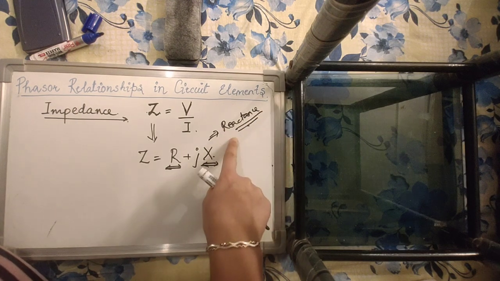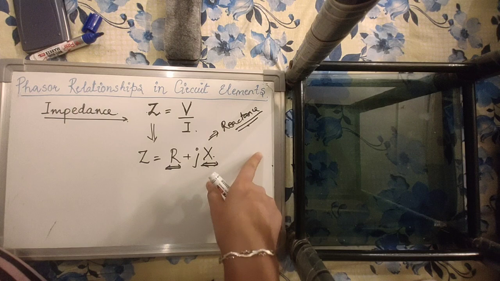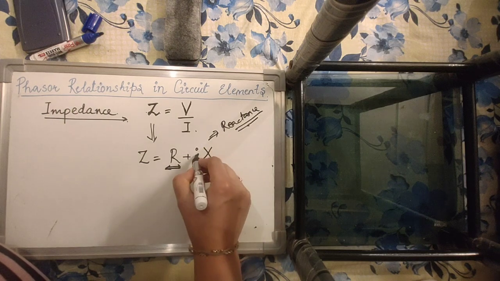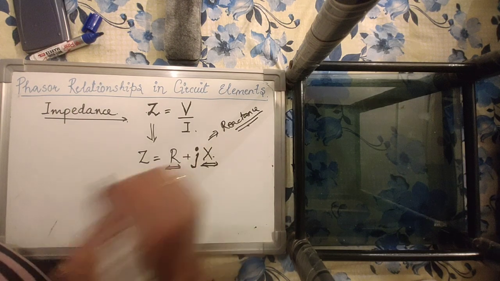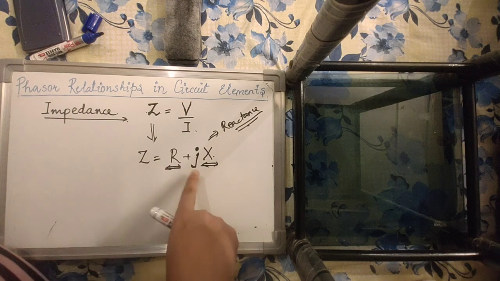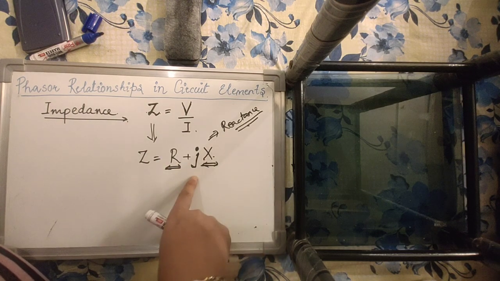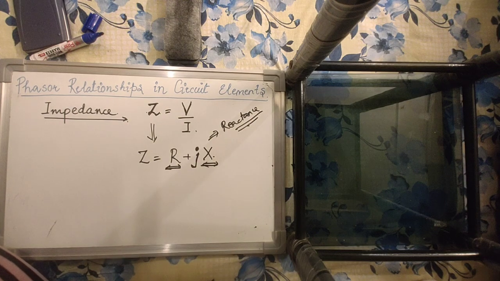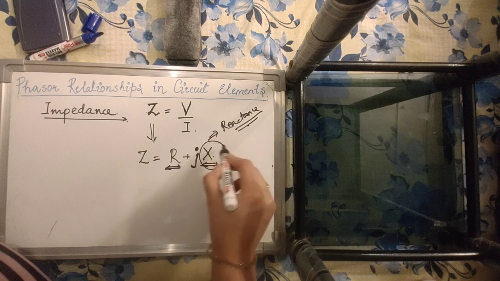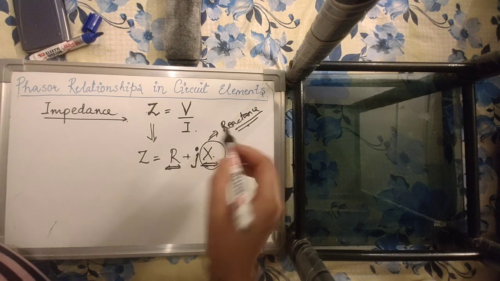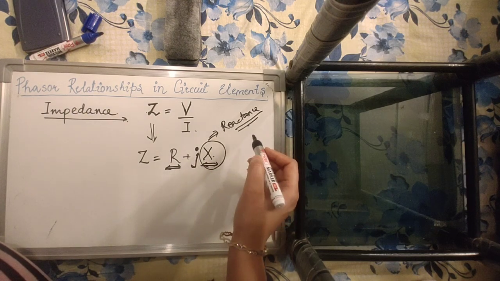The reactance may be inductive or it may be capacitive, because we know that j is introduced by L and C elements, right? So if you have inductances and capacitances, obviously one is contributing to plus j and the other is contributing to minus j, so they tend to oppose each other, but the net X will depend upon the total inductances and capacitances connected in the circuit.